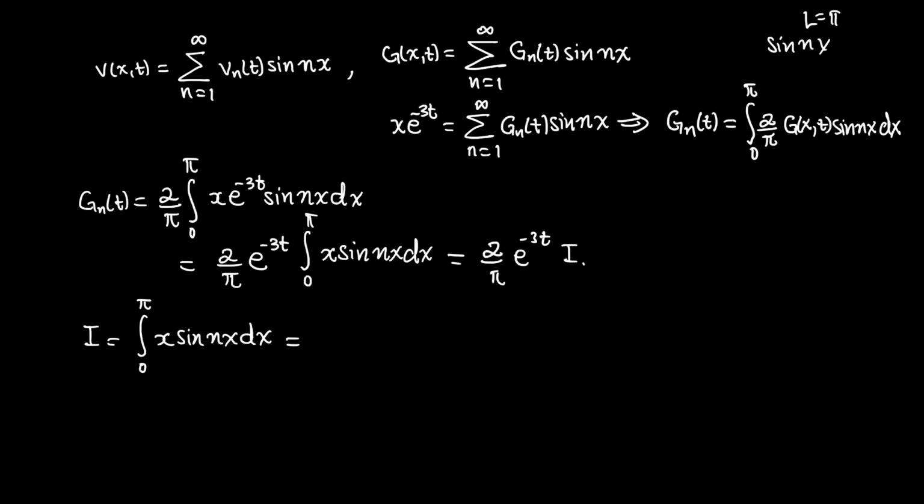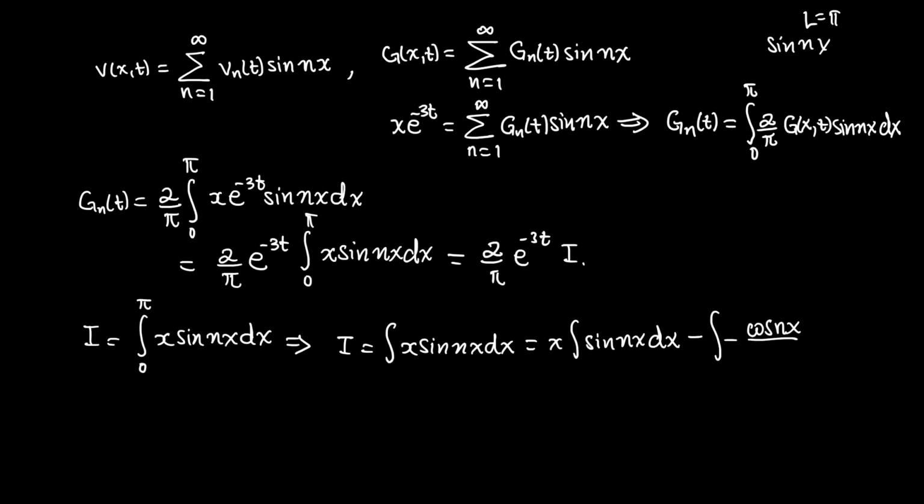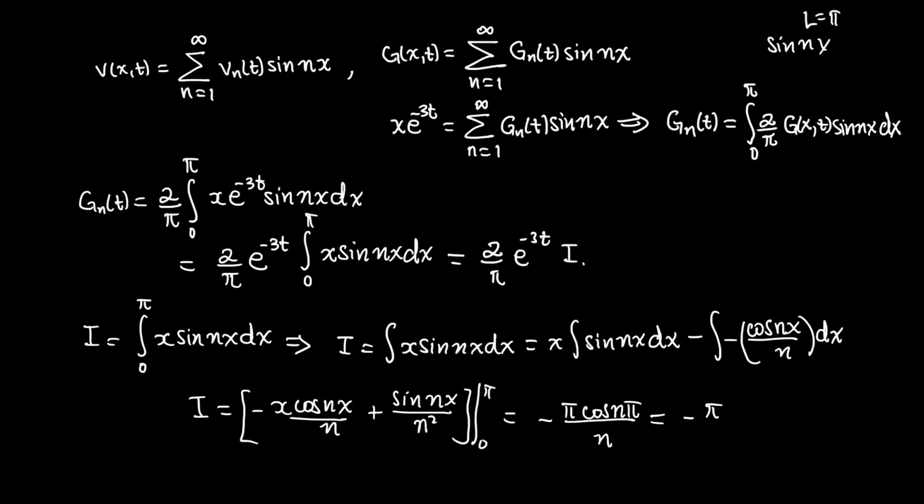Okay, this integral. I'm going to solve first the indefinite integral, which is x sin(nx) dx. To solve this, I have x times the integral of sin(nx) dx, which is minus cos(nx) over n. Then the integral is going to be minus x cos(nx) divided by n minus pi times (-1)^n over n, like that.